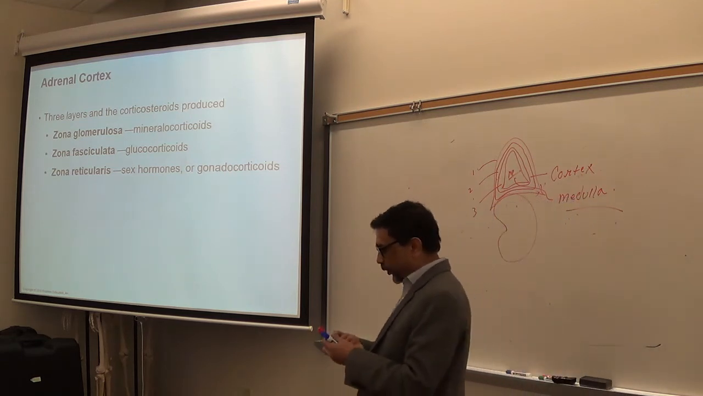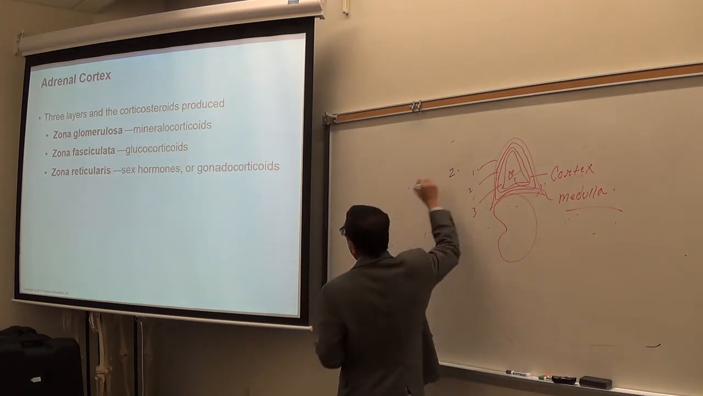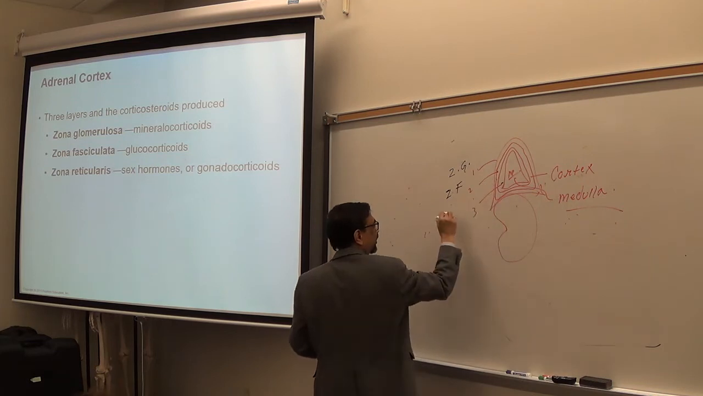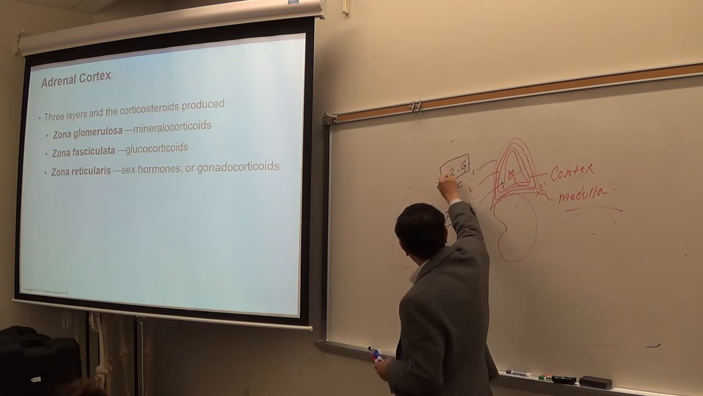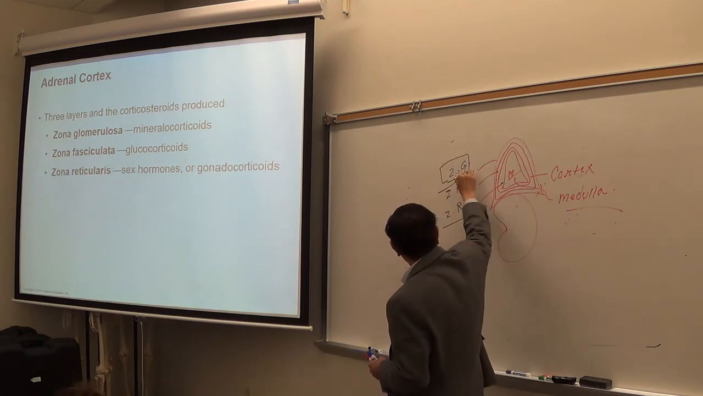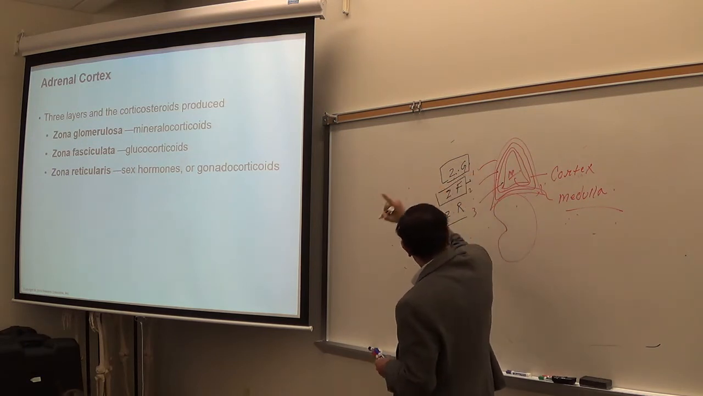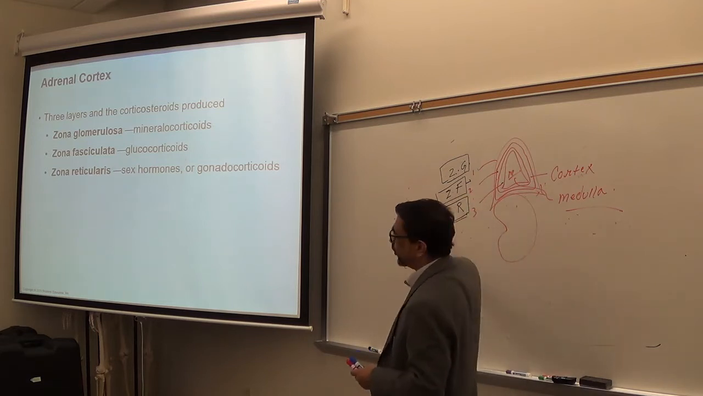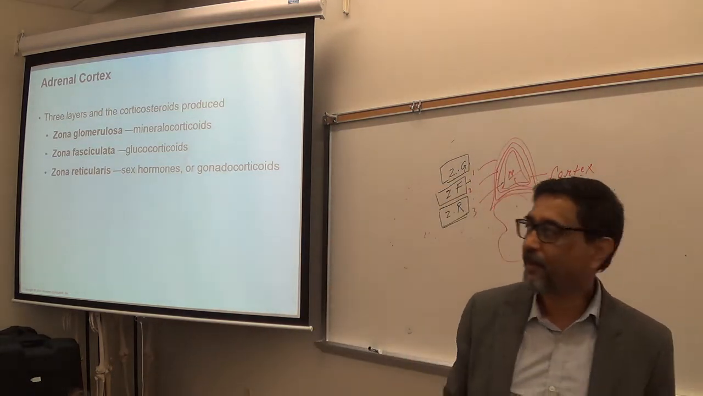This layer produces sex hormones. So zona glomerulosa, the middle layer is zona fasciculata, and the innermost layer is zona reticularis. Mineralocorticoids regulate the minerals in the body. Glucocorticoids regulate glucose metabolism as well as strong anti-inflammatory action, and zona reticularis, sex hormone production. Okay? So three layers, three different types of hormones are produced.